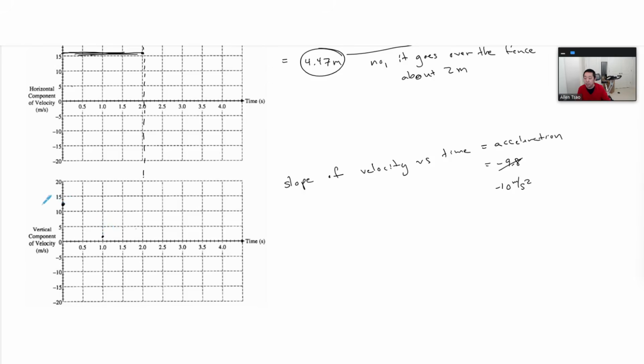Because this is starting at 12, every time I go over 1, it should go down 10. That's what a slope of negative 10 would mean. I go 1, I should go down 10 to negative 8. I don't know, negative 8's about there. And then it would just be a straight line. Why? Because the slope should be constant, because the acceleration is constant the whole time. Like that. Okay. And that's it.